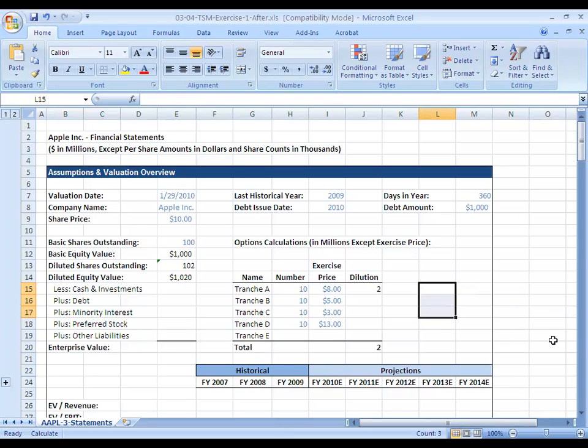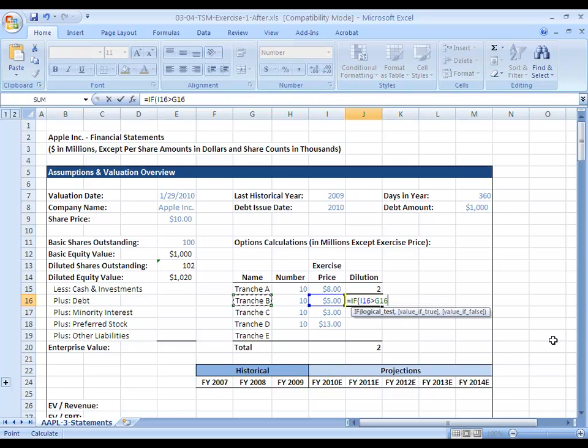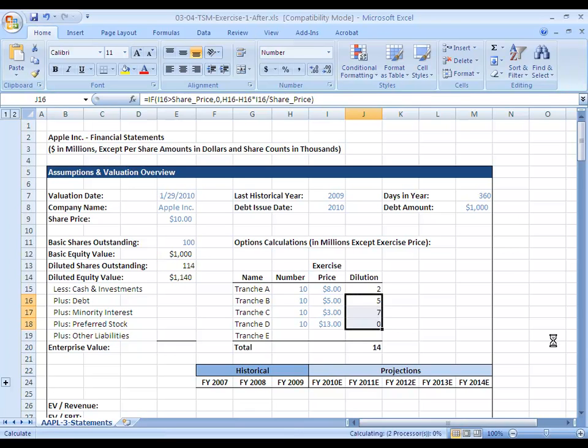Now moving on to the others, I'm just going to recreate this formula again. If the exercise price is above $10 per share, we're going to say 0. Otherwise, we're going to take the number of options and then subtract the amount of cash, the number of options times the exercise price, divided by the company's current share price. I can actually just copy this formula down as well. We see that we get dilution for tranche A, tranche B, tranche C, but not for tranche D, which makes sense because the exercise price here is $13.